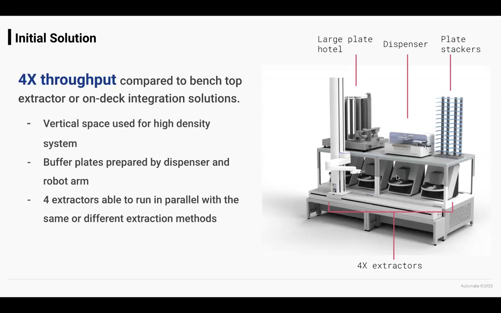Something you might notice about this as well is it is a very small system, and part of the reason we were able to do this is because we don't actually have a transport layer in here. It's a small system. You don't really need the transport layer. The robot arm has it covered. So we're able to utilize that space to put in more extractors, and then obviously that increases the throughput.